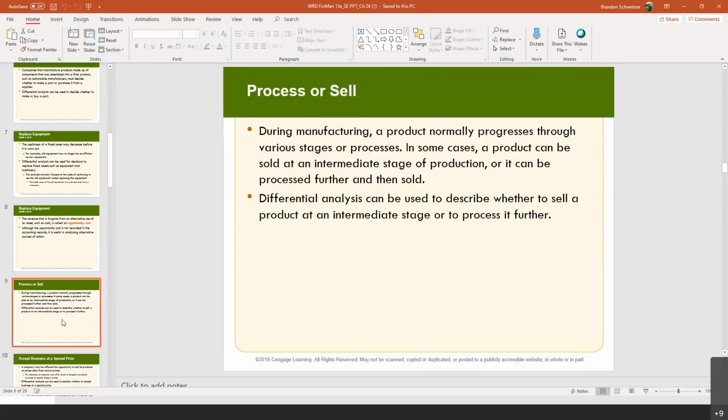Another decision that we use differential analysis for is the process or sell decision. In manufacturing, the product normally progresses through various stages of processing, as you know. In some cases, a product can be sold at intermediate stages of production, or it can be further processed and then sold. An example is our car, our Ford car, right? We can either sell the base model, which is at an intermediate stage of production, or we can further process it and put all the bells and whistles in it and then sell it, right?